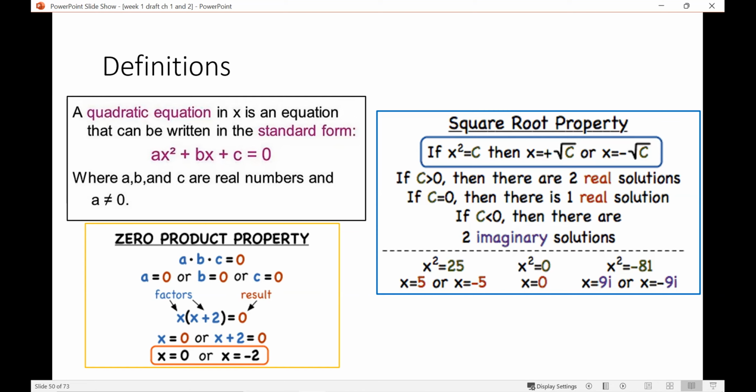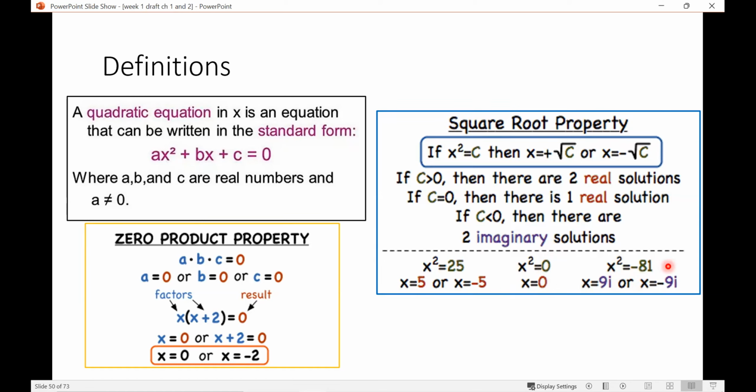So some examples here. If x squared equals 25, the square root property says that x is either 5 or negative 5 because the positive square root of 25 is 5, the negative square root of 25 is negative 5. And you can check that answer, right? 5 squared is 25, but negative 5 squared is also 25. All right. This one here, x squared equals 0, so x is going to be 0.